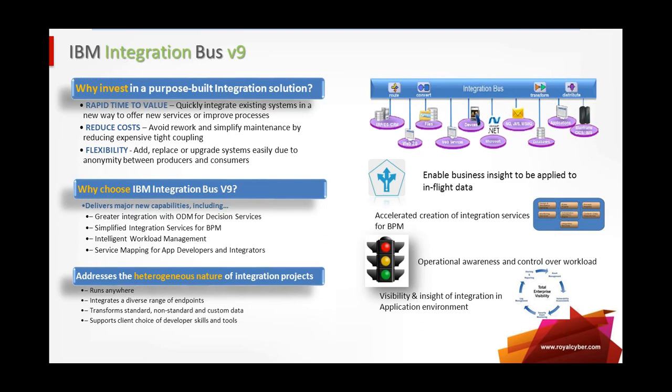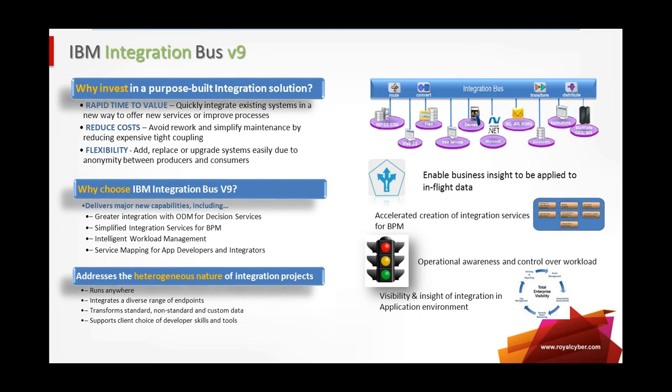So if you see, IIB 9 has rapid time to value. You can integrate very easily. It can reduce your cost as it's flexible. It has all the Message Broker proven capabilities and features which were already there, and it's built on top of the Message Broker. Along with that, whatever was missing in the earlier version, the capabilities and other features, it's providing you all of these things in a centralized location, right?